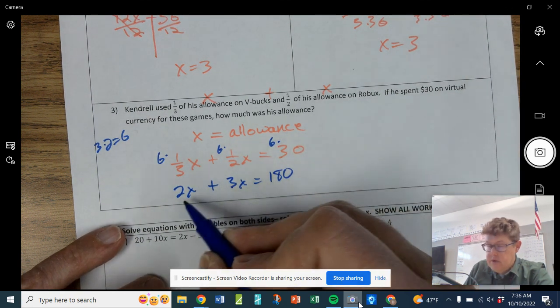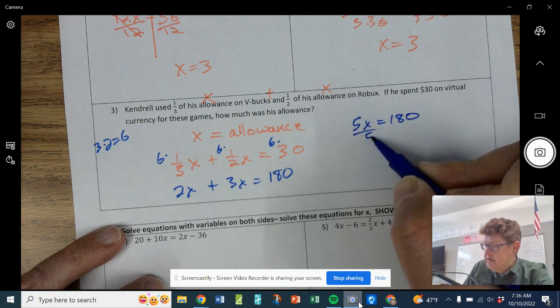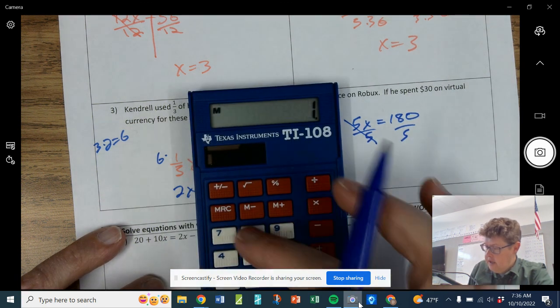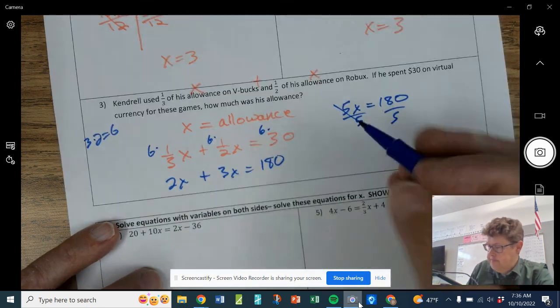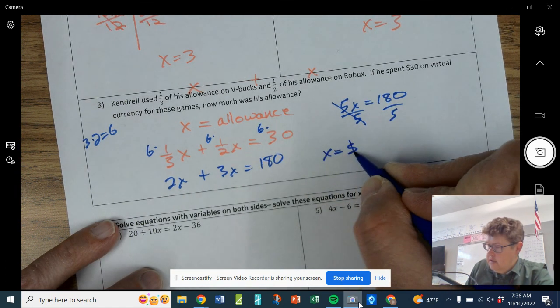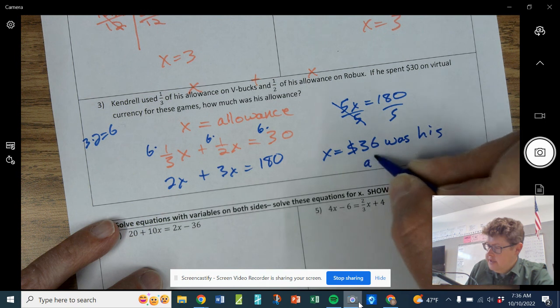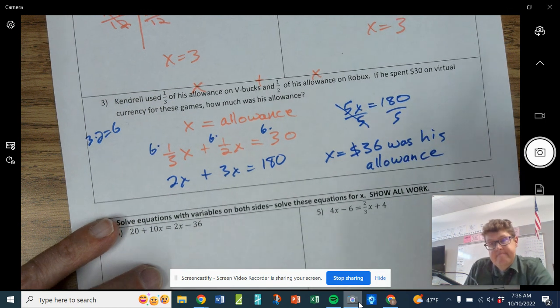I add these two together. 2 plus 3 is 5. And so then I'm just going to divide by 5. And then 180 divided by 5 gets you to 36. $36 was his allowance. That's a bit of awkward phrasing for that. But what are you going to do?